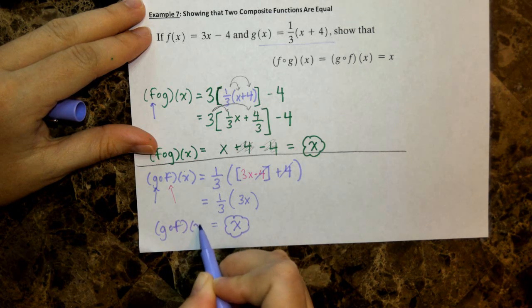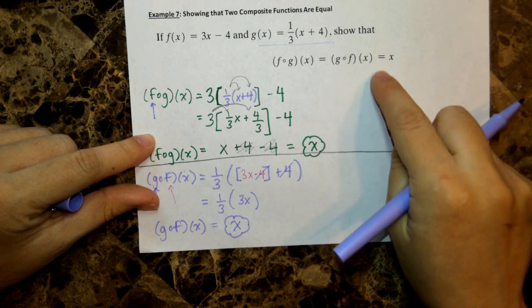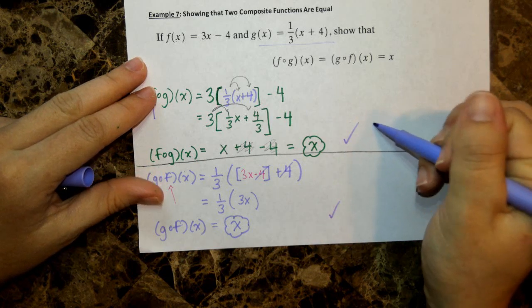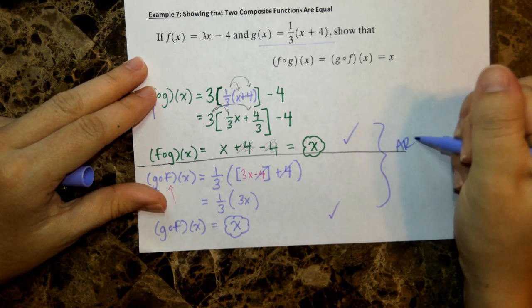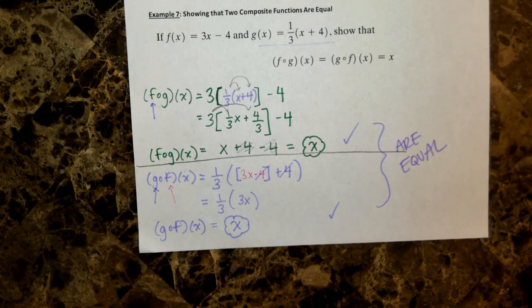And what do you know? These two answers both equal x. So we got the same answer, and they both equal x. So we've shown that these are equal. Okay, and that wraps up the composite functions lesson.